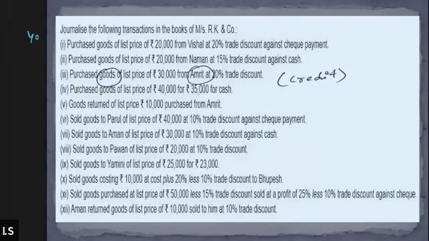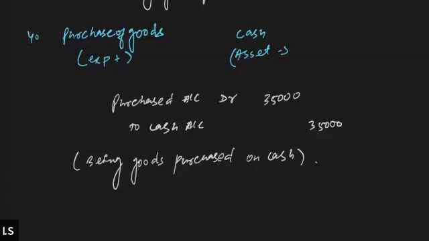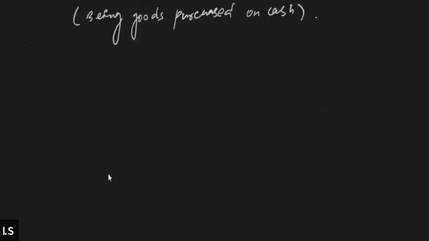Then moving on to the next transaction, transaction number 5. It says goods returned of list price 10,000 purchased from Amrit. Earlier we have purchased goods from Amrit. Now we are returning goods to Amrit. So when we return the goods back to Amrit, how is it going to affect the business? Firstly, fifth transaction.